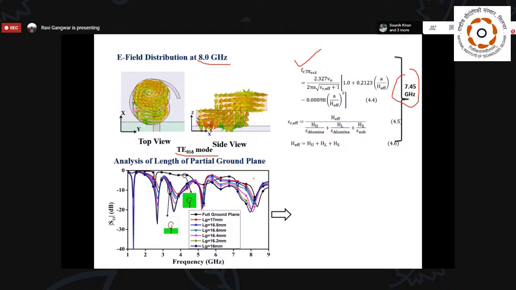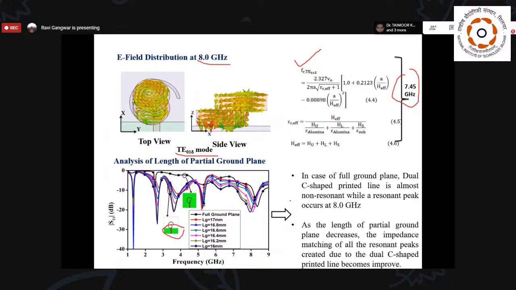After that, we have gone through the analysis of the partial ground plane. In the proposed structure, we have a partial ground plane. Here, when we increase this LG, the length of the partial ground plane decreases and the impedance matching of all the resonant peaks created by the dual C-shaped lines becomes improved.